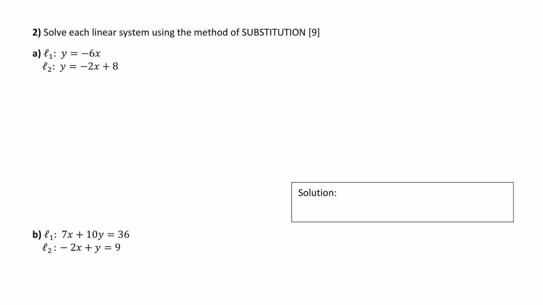Let's move on to question 2, where we solve these linear systems by substitution. For substitution, I like to start by writing the equations beside each other. Now we have to isolate a variable. Y is already isolated in both of them.